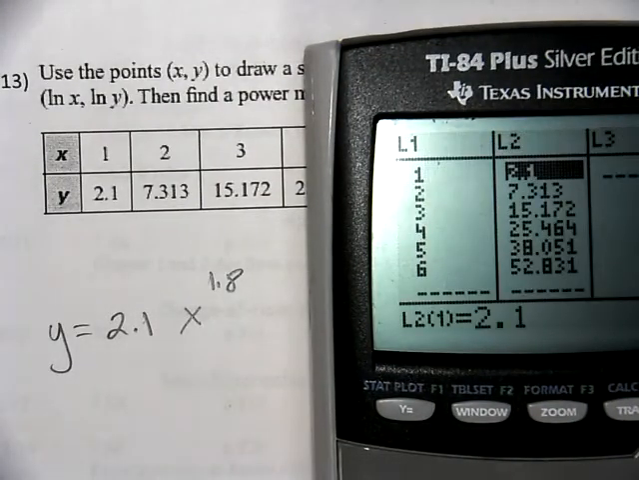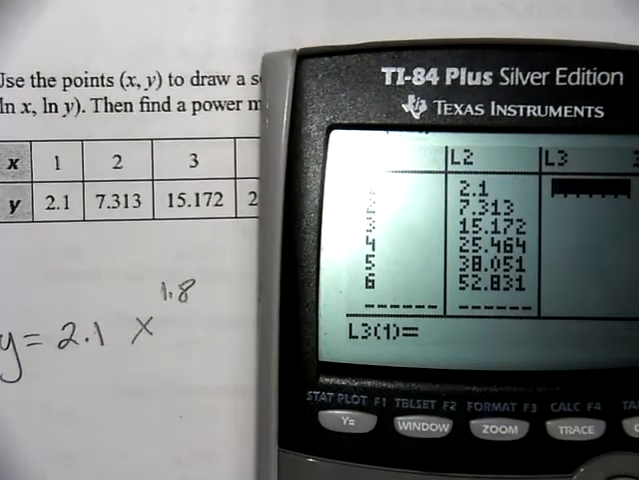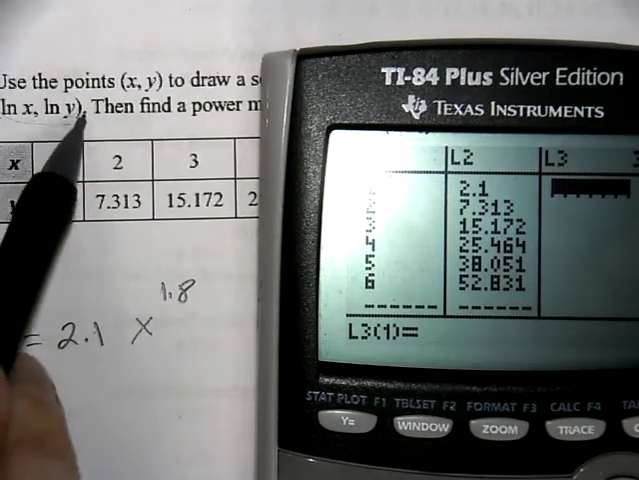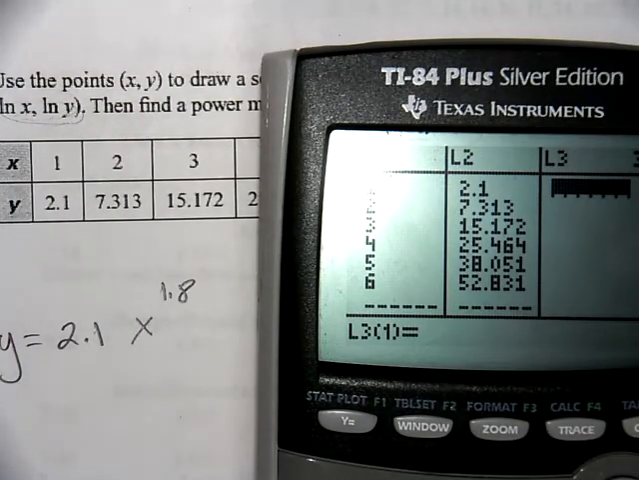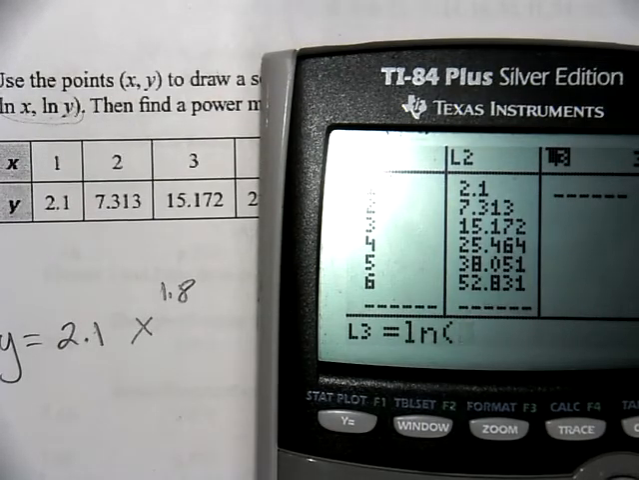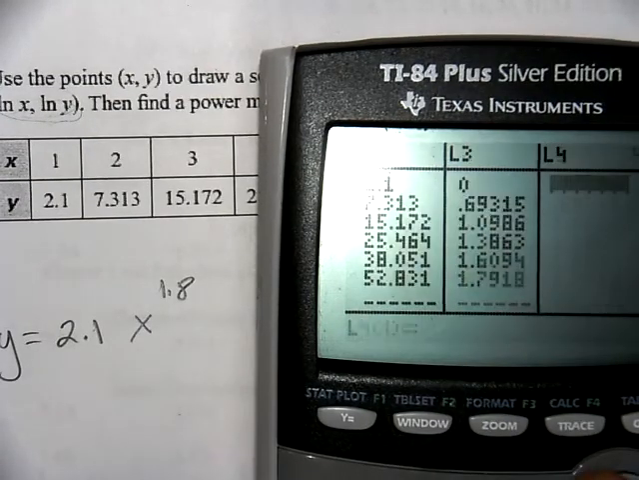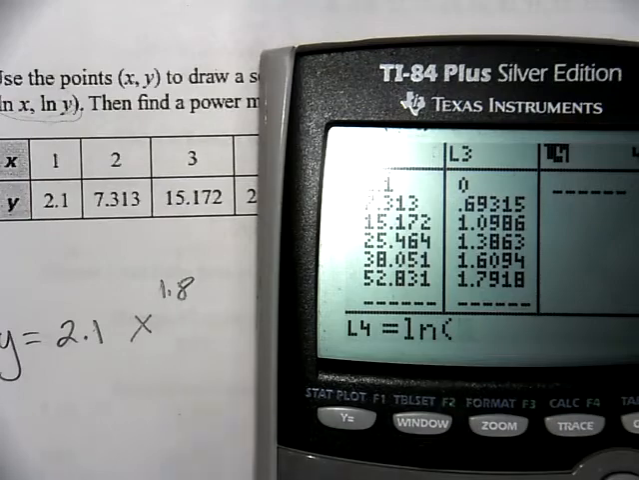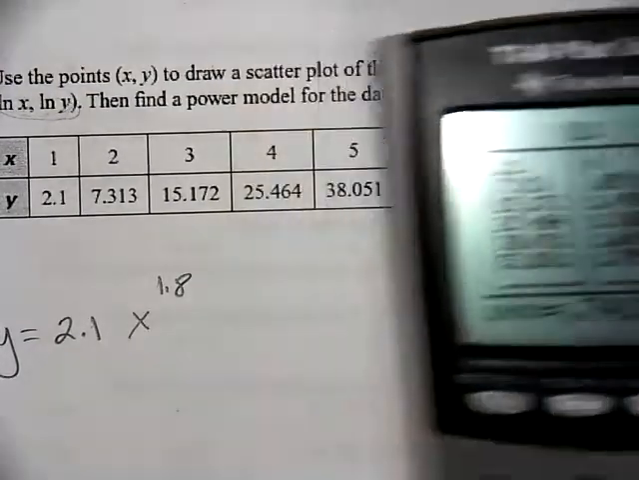Now we need to come back to our calculator. Hit Stat and Edit. We want to bring that new data because we want to find the natural log of X and also the natural log of Y. Right here, it's telling us what to do. Natural log of X, natural log of Y for our new list. So to do that, we're going to say natural log of L1, gave us all the numbers. And in L4, you're going to say natural log of L2. So these are our new values that are going to go into our new table.